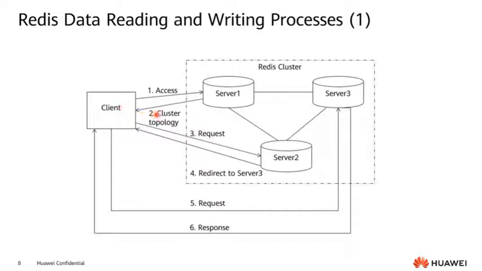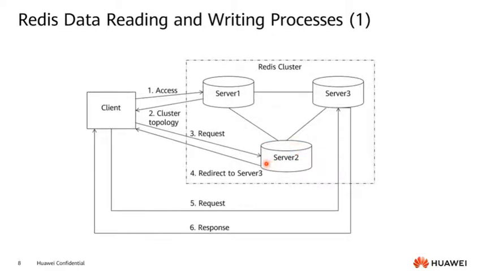Third, the client calculates the slot of the key based on hash calculation and queries the mapping relationship between slots and nodes, and then sends the request to the node matched. In this figure is server 2. When server 2 receives the request sent by the client, it will check whether it is the node that satisfies. If yes, server 2 performs the operation and returns the result.